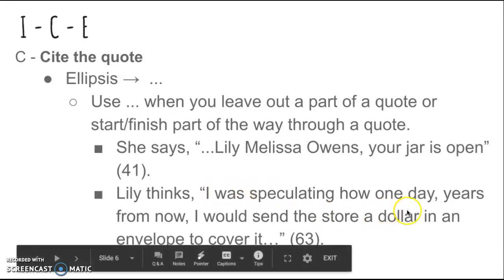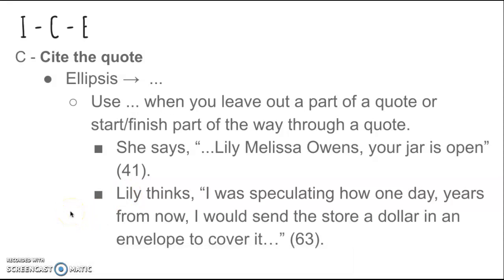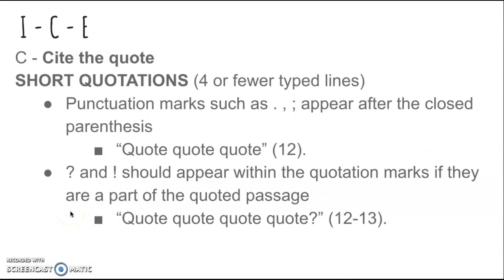So say you wanted to cut out two or three sentences in a really long paragraph. You could say, "I was speculating how one day, years from now," and then maybe dot, dot, dot, and you pick back up at the end, an envelope to cover it. Dot, dot, dot. Okay? If you're confused on that, let me know. I'm happy to walk you through it again.